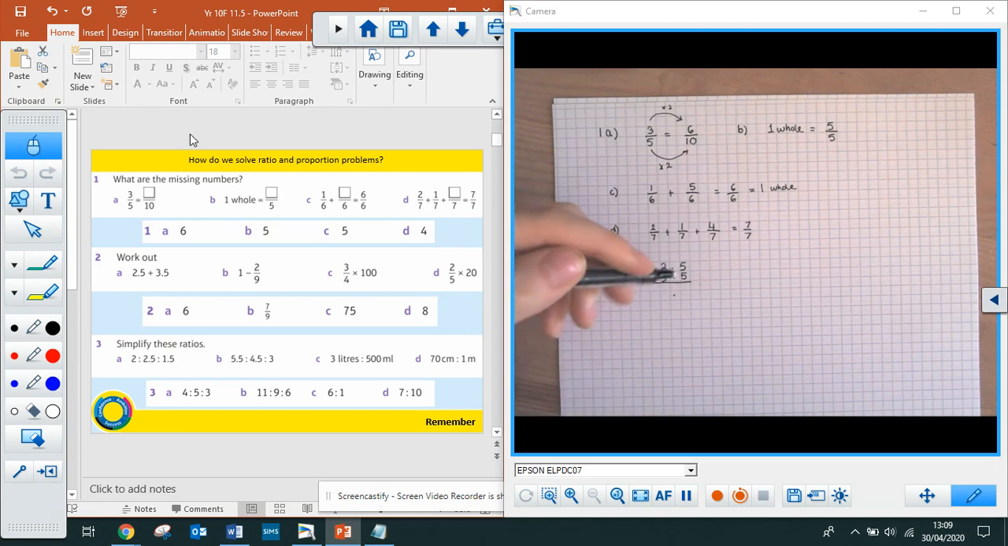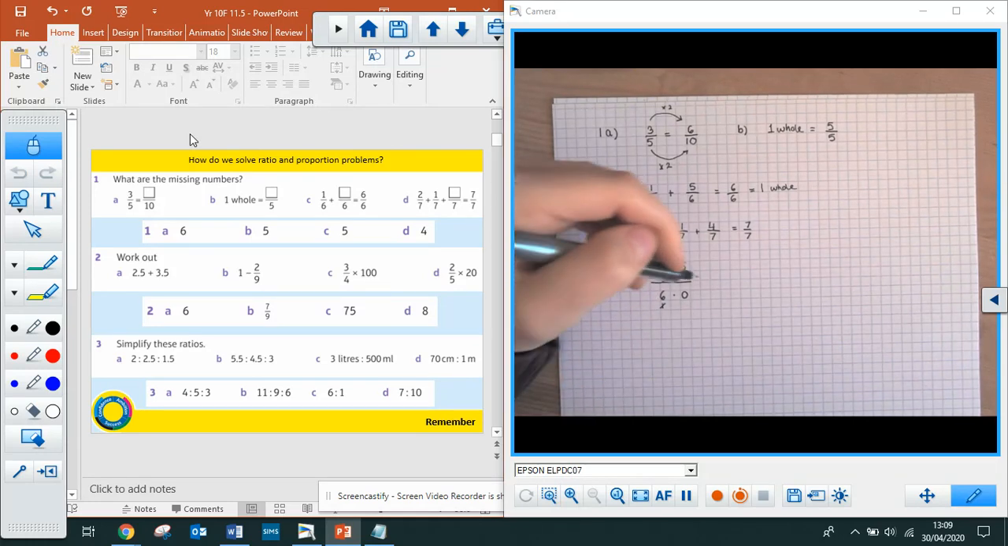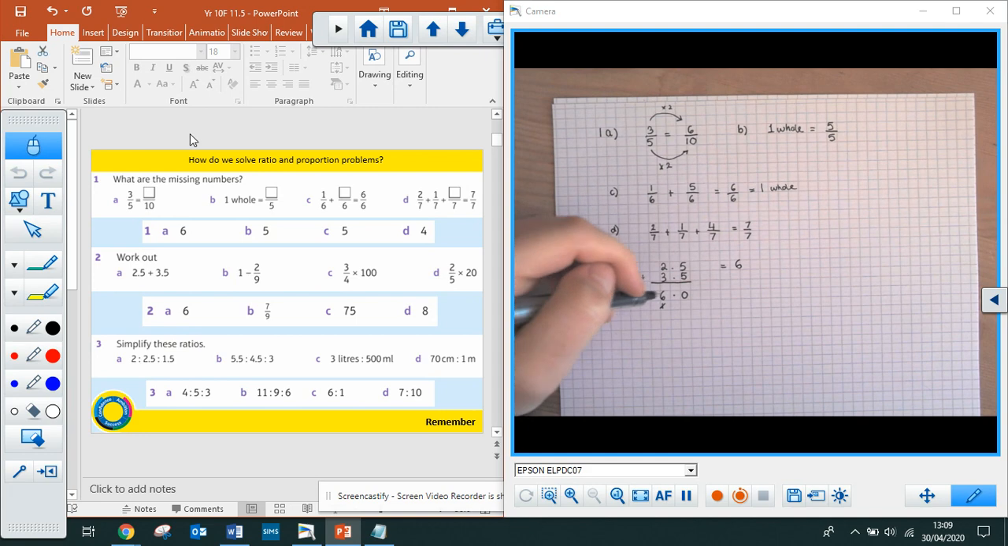5 add 5 is 10. So I put 0 here, and I carry the 1. 2 add 3 is 5. Add 1 is 6. So my answer is 6. You don't need to put 6.0 because there's nothing there. So it's just 6, your answer.